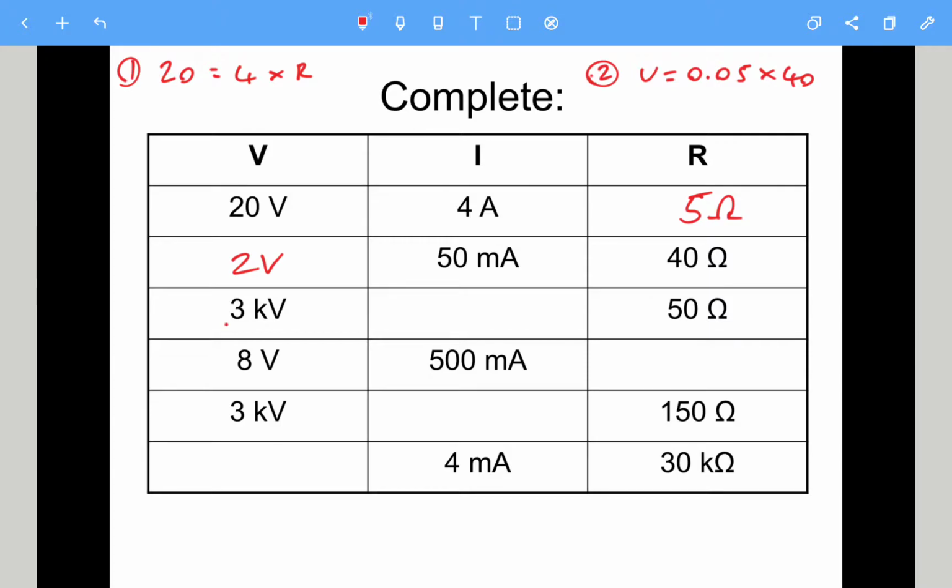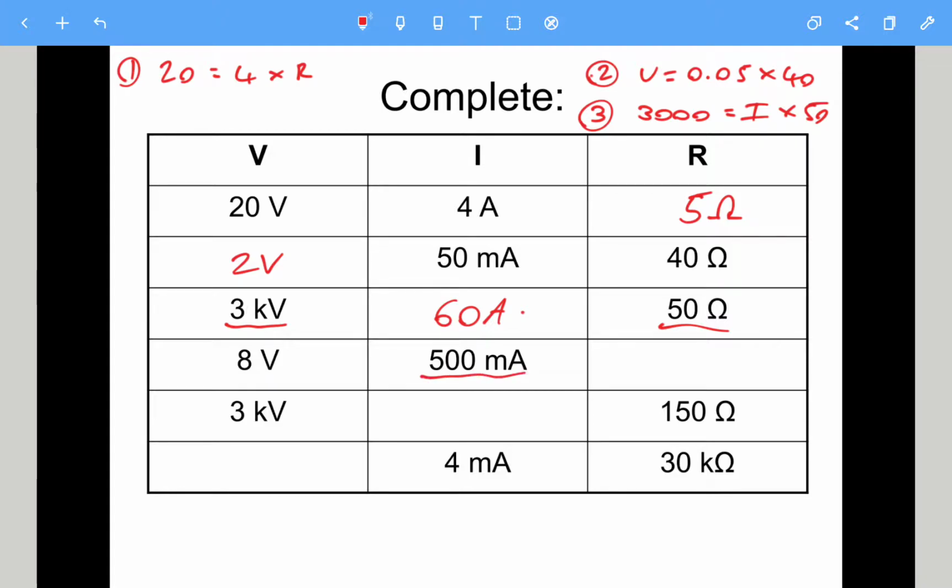Okay, the next one. Now this means kilovolts, so times 1,000, so that's 3,000 volts. So we've got V equals IR, so 3,000 volts equals current multiplied by the resistance of 50 ohms. To get the current, we need to get rid of the times 50, and the opposite of times by 50 is dividing by 50. And 3,000 divided by 50 gives us 60 amps, which is a really high current. Anyway, on to the next one.